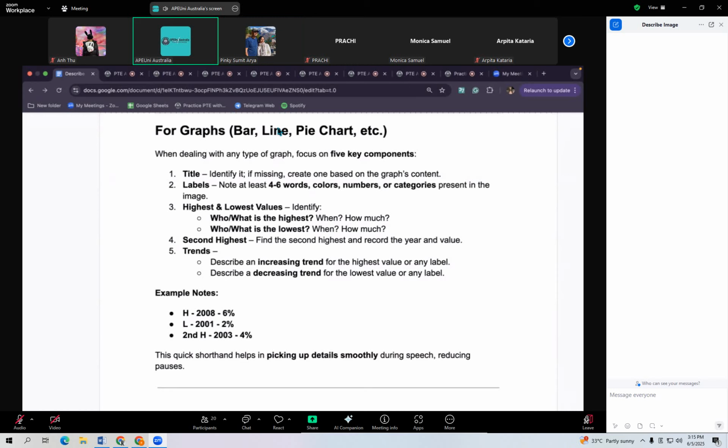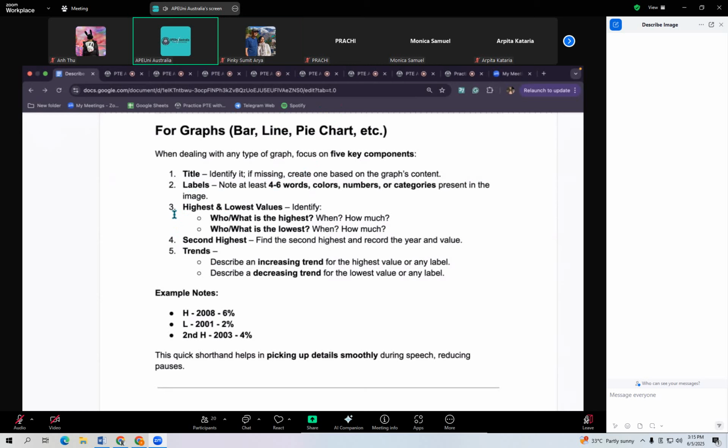Number 4, second highest. Find the second highest and record the year and value. Number 5, trends. Describe an increasing trend for the highest value or any label. Describe a decreasing trend for the lowest value or any label. Yes. So check this. Let's sum it up.